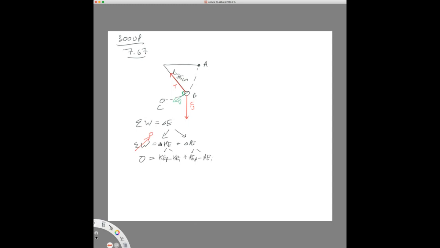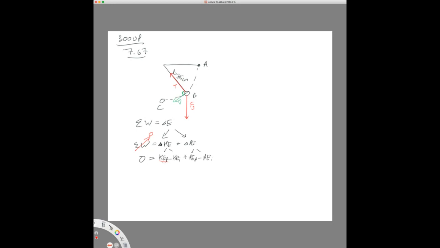I open them up and I see each one has 2 terms. And then I have to go through those terms one by one. Will there be final kinetic energy? Well, the final location is point C. It's going to still be moving at point C. So we will have final kinetic energy. Is there initial kinetic energy?